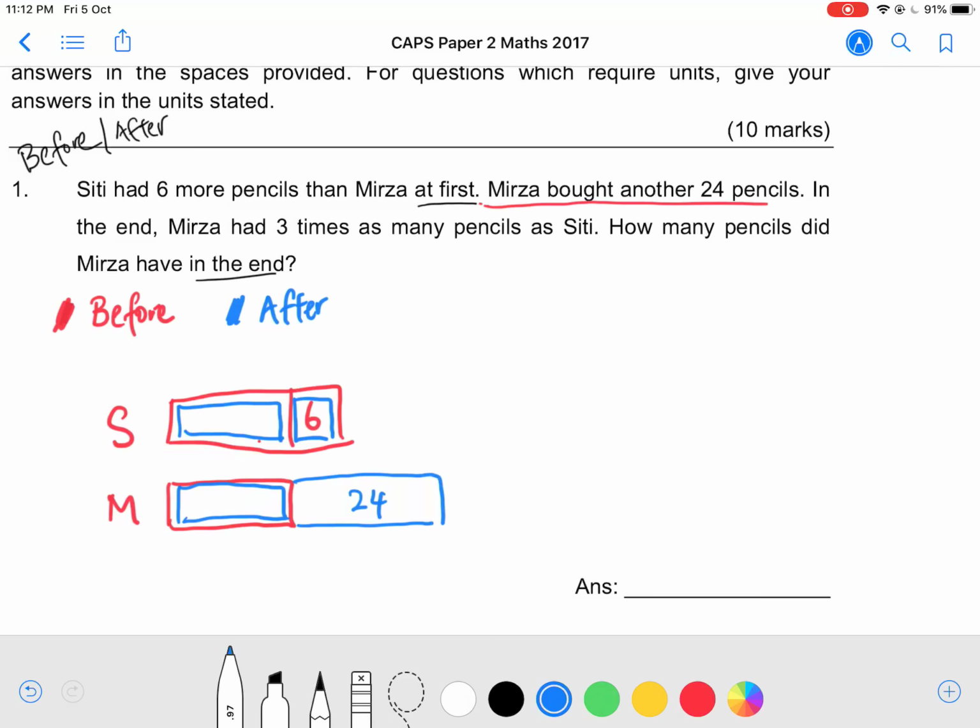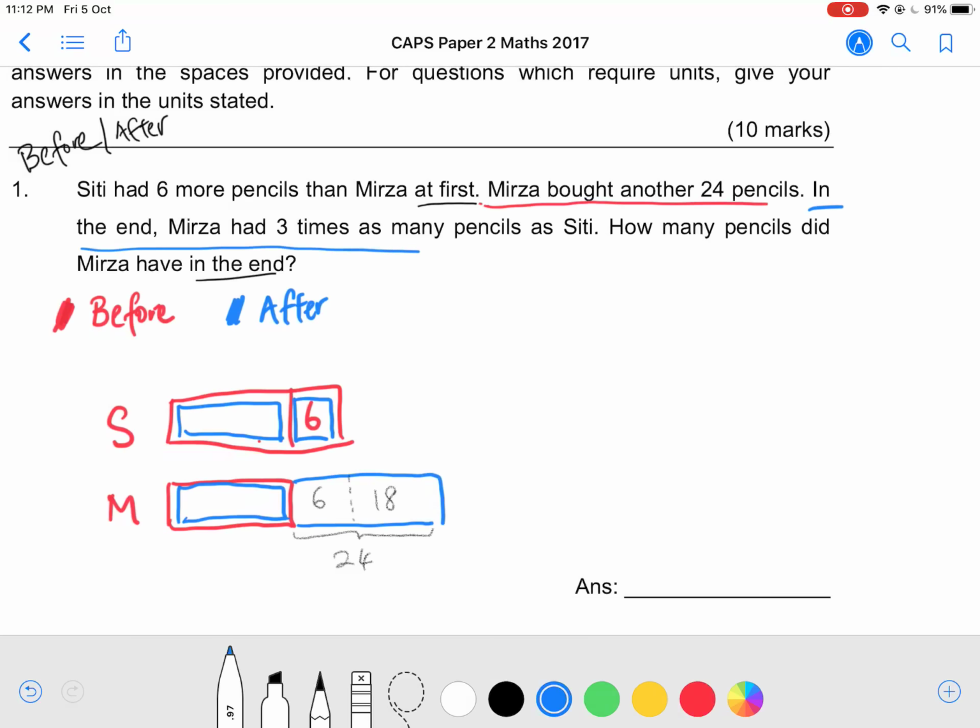Alright, now let's make this model a little more friendly. We have a 6 on top and we have a 24 below. We could actually try to divide such that this portion here is also equal to 6. Now remember Mirza bought 24 and already there's a 6 portion being cut out. So what is the remainder? That's 18, right?